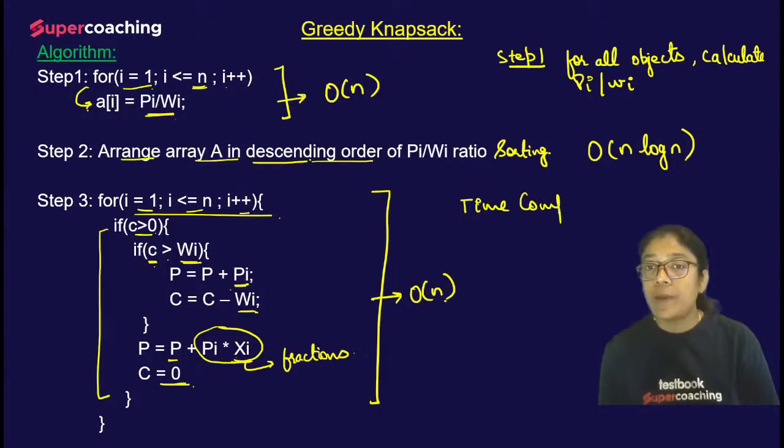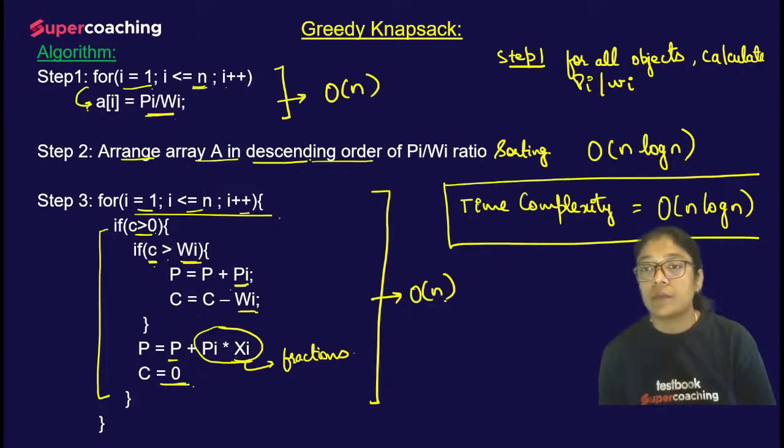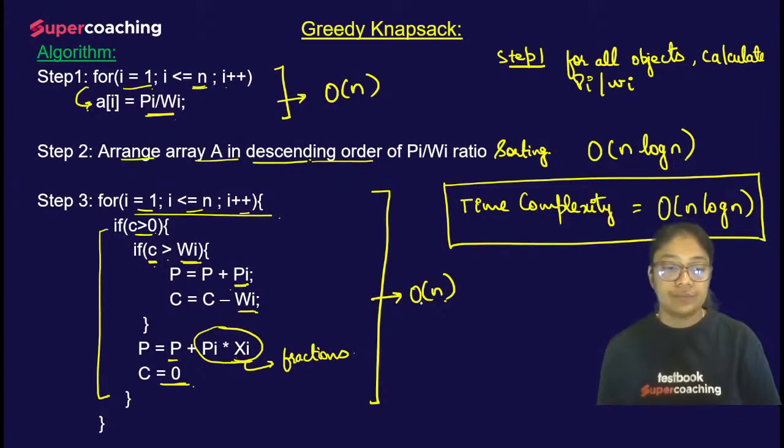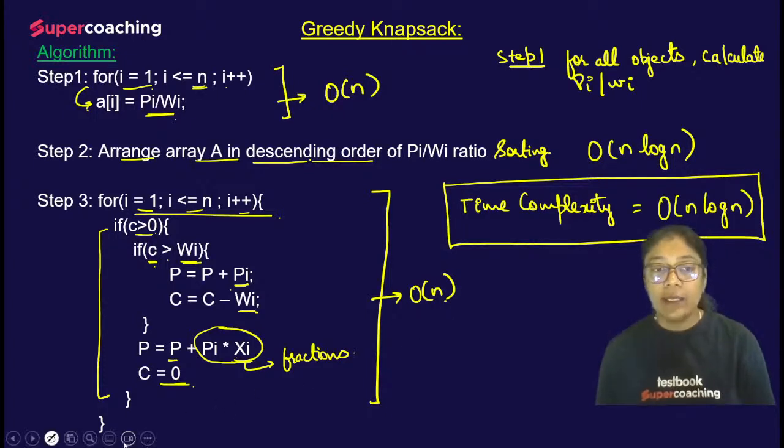From all the steps, we return the maximum. So the maximum is n log n. This means that the time complexity for greedy knapsack or fractional knapsack is n log n. Is this clear? So the overall time complexity of the greedy knapsack is n log n. Make sense? So anyone having any doubt in the application of greedy knapsack?